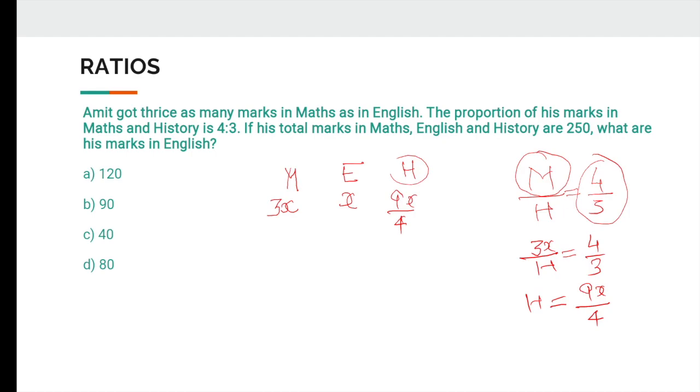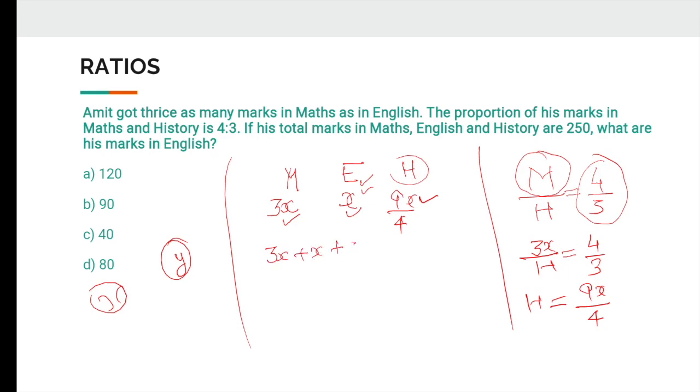Just keep this very clear: whatever proportion value you are taking, it should be in the same proportion. x is the proportion, x, x, x. It should not be that somewhere you use x and somewhere else you use y, then it would be wrong. Now the third part is saying, if their total marks in math, English and history are 250, what are his marks in English? That means we need to find the value of x. So we add up 3x plus x plus 9x by 4 equal to 250.